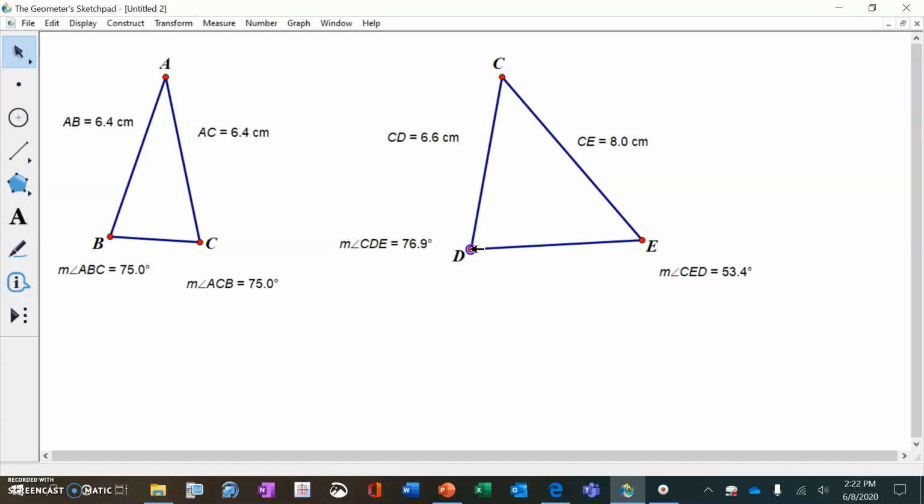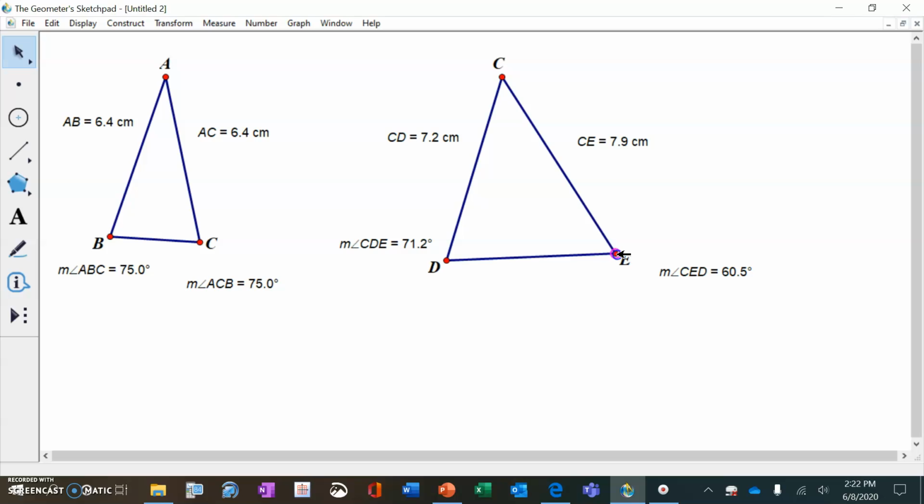So let's see if I can do something here. So there, I'll make that. Can I get anything nicer? Okay, 67.5. Let's see if I can get this guy to be 67.5.